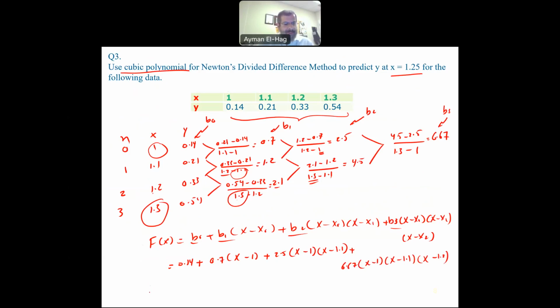Now substitute f at 1.25. Now you substitute all the x values. You will find this equal to 0.4213. And that is the end of this tutorial.